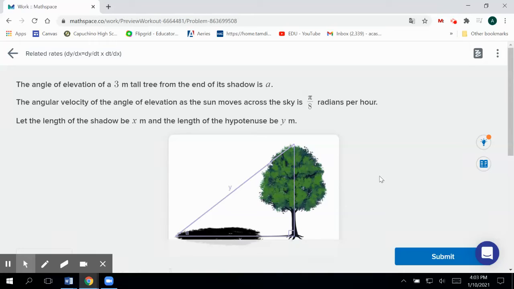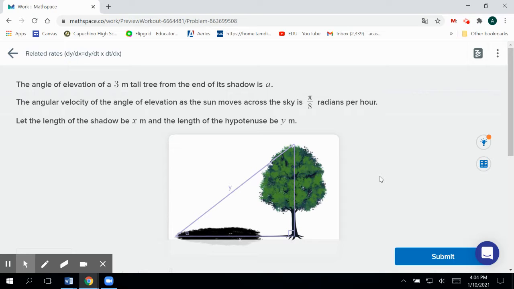Okay, Cappuccino, here we go with problem number 7 from Mathspace related rates. Again, your picture might have slightly different numbers, but it's the same basic idea. We have a tree that's 3 meters tall. So I'm going to be taking notes while I talk, and then I am going to switch over to the dock camera to show you how I do it.